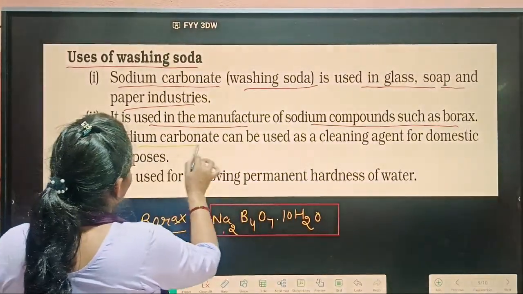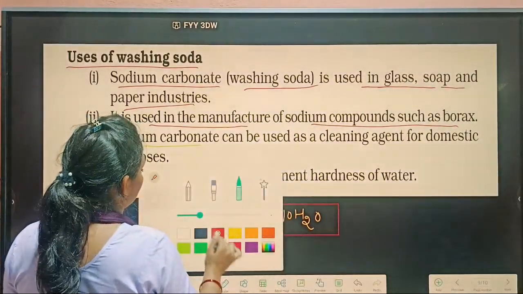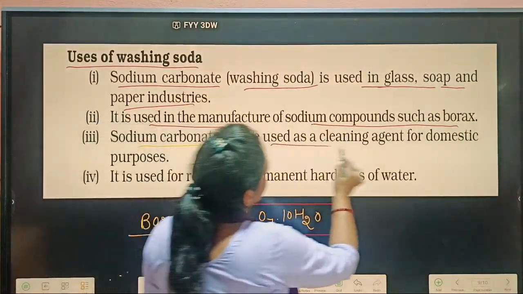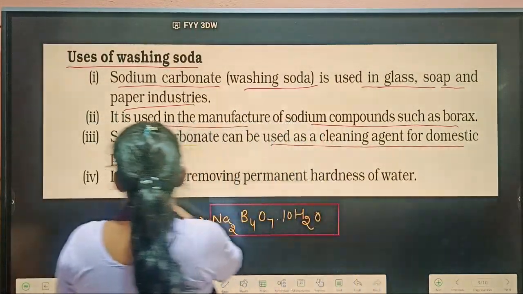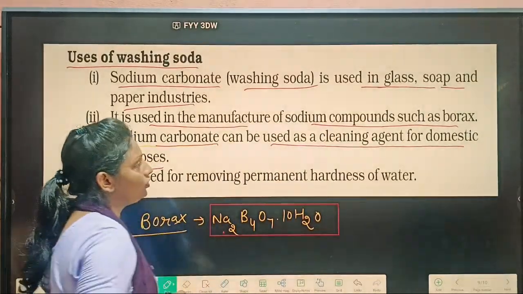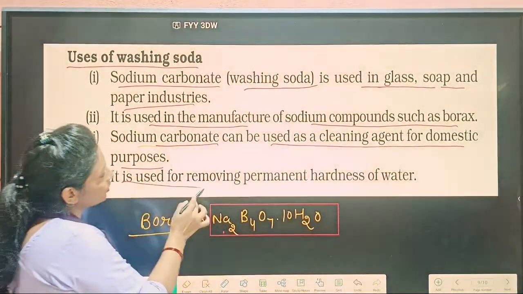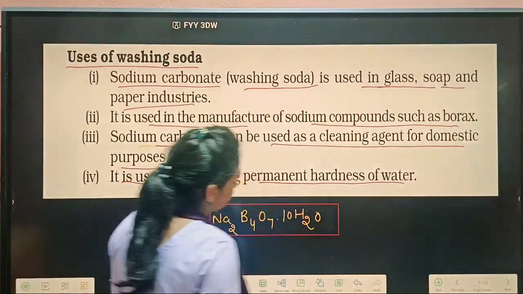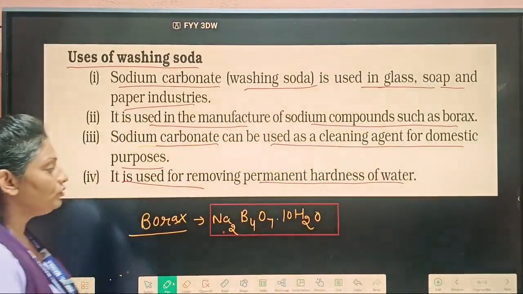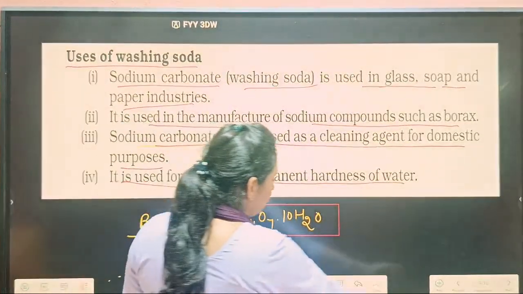Then sodium carbonate can be used as a cleaning agent for domestic purposes. Means it is used for cleaning also. It is used for removing permanent hardness of water. Students, you know, what do you mean by hard water?